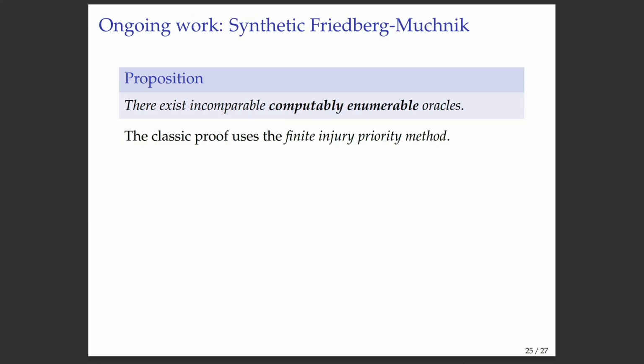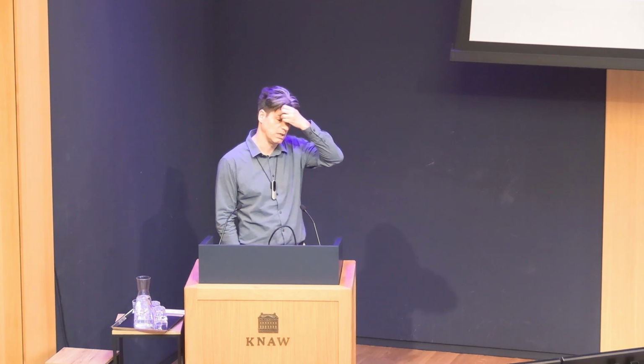I'd like to finish up by telling you that we are not stopping here with Andrew. We're also thinking about the synthetic Friedberg-Muchnik theorem, which is an enhancement of the Kleene-Post, because it doesn't just say that there exist incomparable oracles. It says there exist incomparable computably enumerable oracles, which means that the set A1, the set where you get the answer yes, needs to be computably enumerable. It's a more involved construction that uses a method known as the finite injury priority method. So how do you synthesize that? It's ongoing work, but I can explain what the correct notion seems to be.